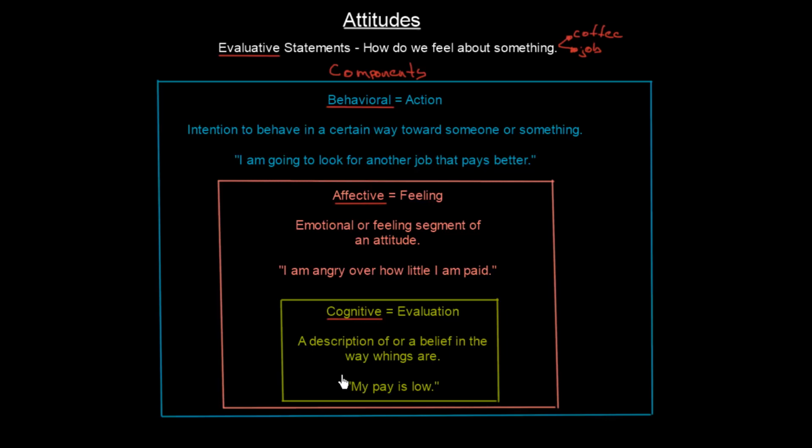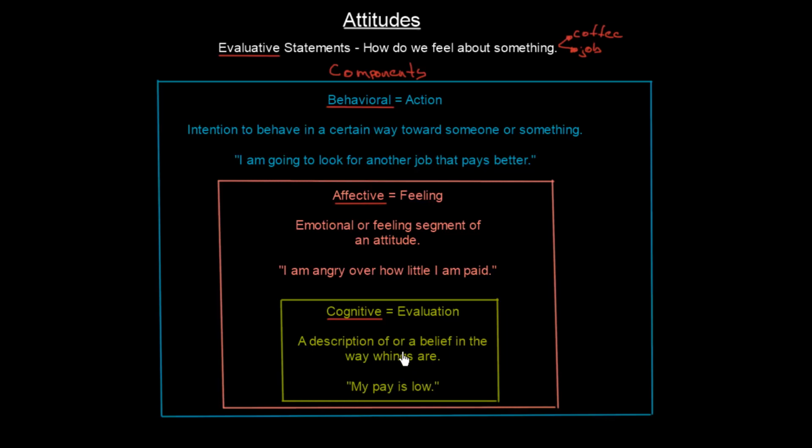So let's take a look at the most basic one. There is a cognitive component of an attitude. This is evaluation, a description of or a belief in the way things are. So let's say I have some kind of a job and I express my cognitive component of an attitude. I evaluate that my pay is low. As you can see, there is no emotion in it. I'm not going to take any action out of this belief. I just think that things are as they are, so that my pay is low.